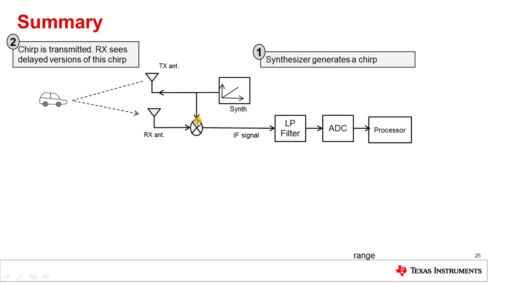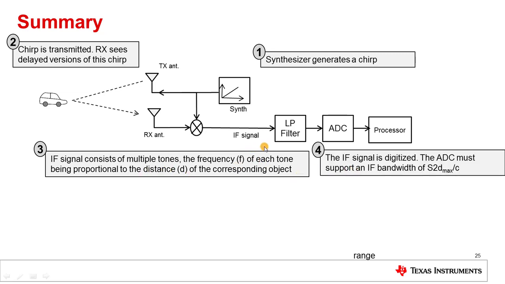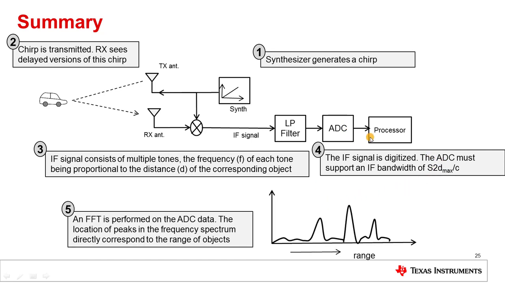The received signal and the transmitted signal are mixed to create an IF signal. This IF signal consists of multiple tones, and the frequency of each of these tones is proportional to the range of the corresponding object. The IF signal is then low-pass filtered and digitized, and note that the sampling rate of the ADC must be commensurate with the maximum distance that we wish to see. The digitized data is then processed, and an FFT is performed on this data, and the location of the peaks in the frequency spectrum directly correspond to the range of objects.